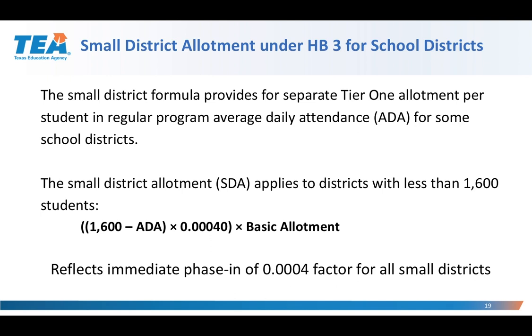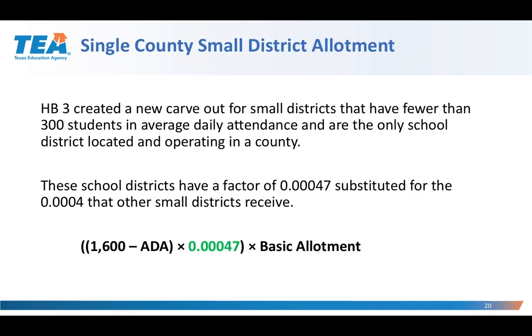HB 3 added a single county small district allotment. The single county small district allotment replaces the standard small district allotment for eligible districts. Districts that have fewer than 300 students and are the only school located and operating in a county receive the benefit of a funding factor of 0.00047, or an additional 0.00007 above the standard allotment. The rationale for this adjustment was to recognize the extreme diseconomies of scale for such districts.